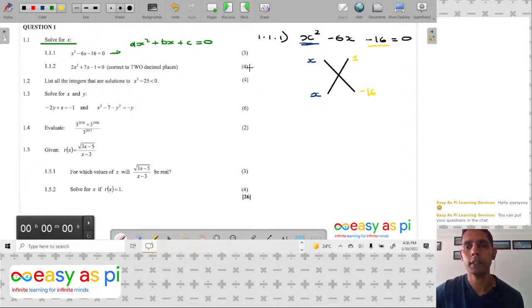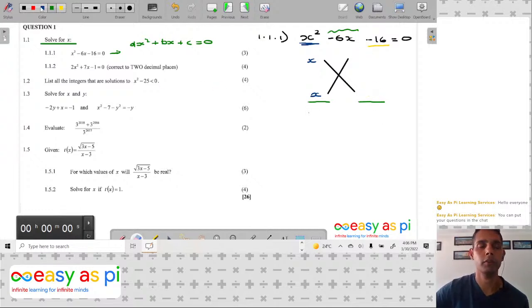Now once I have that, I am going to cross multiply. So 1 times x gives me 1x, and negative 16 times x gives me negative 16x. If I add these, I get negative 15x. Now, what am I looking for in the middle? I'm looking for negative 6x. So this tells me that this combination of 1 and negative 16 does not work, so I'm going to remove it.